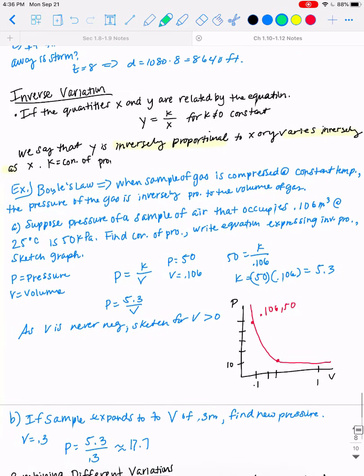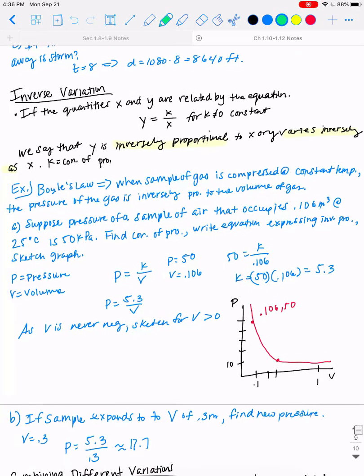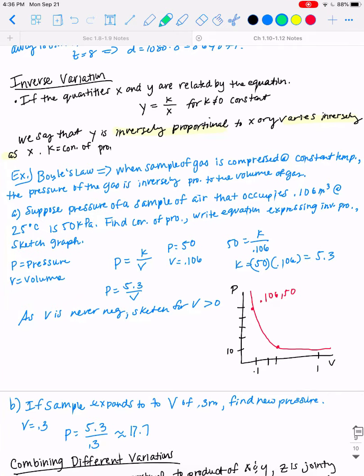Alright. So inverse variation. If the quantities x and y are related by the equation y equals k over x, for k not equal to 0, where k is a constant, we say that y is inversely proportional to x, or y varies inversely as x. So k is our constant of proportionality.